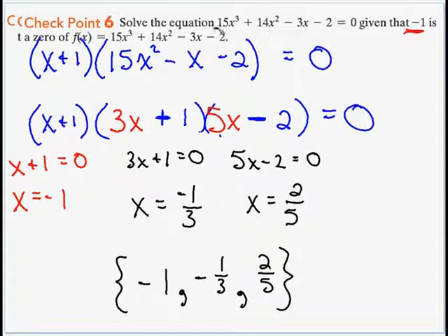So again, this would be very hard to factor without this given clue. As soon as we know one of the zeros, we can pull that factor out and then work the rest of it down to a more manageable quadratic.